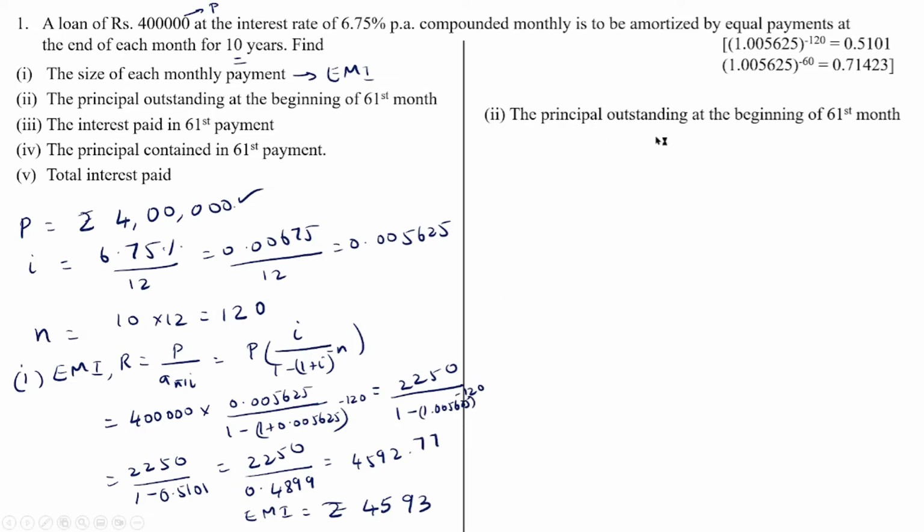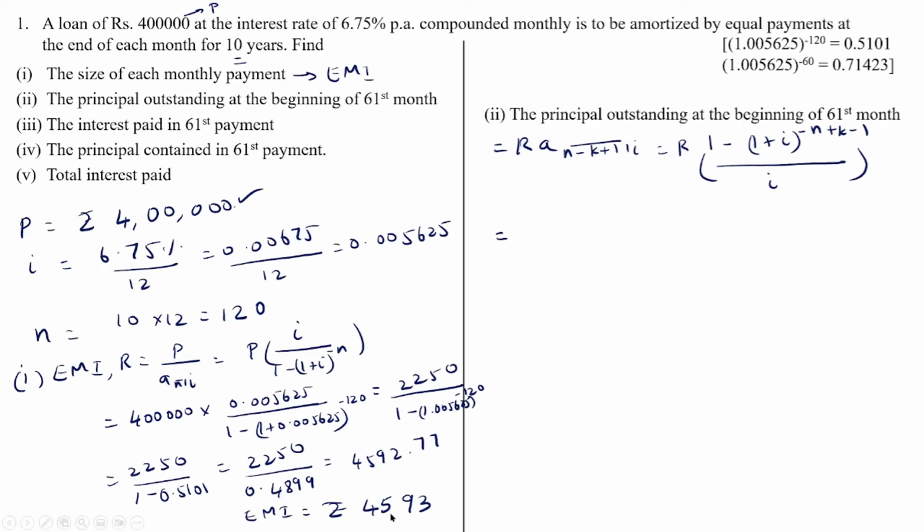Next we have the principal outstanding at the beginning of 61st month. It is nothing but R into A angle N minus K plus 1 for I rate per period, or it is R into 1 minus (1 plus I) the whole raised to minus (N plus K minus 1) upon I. Here N is 120, K is 61. If we substitute, we can find the answer.